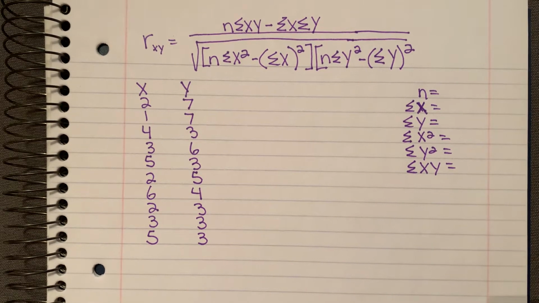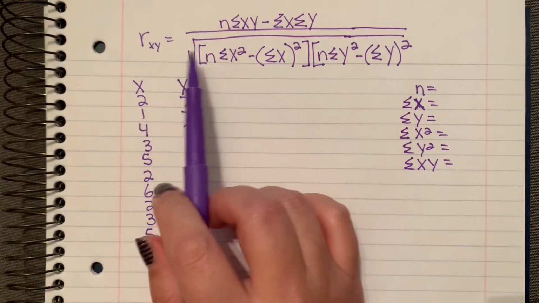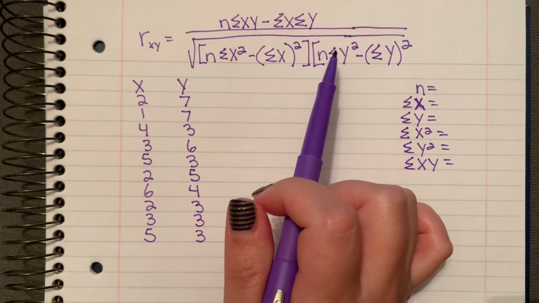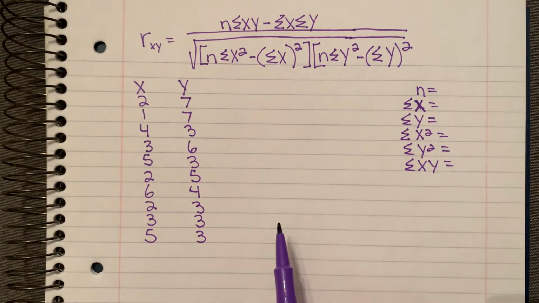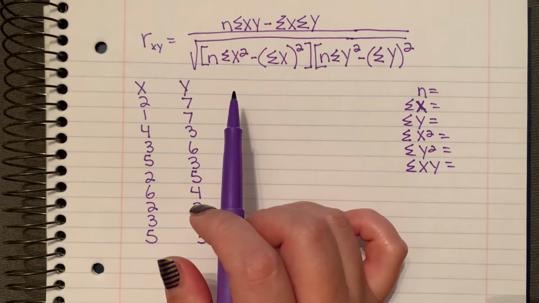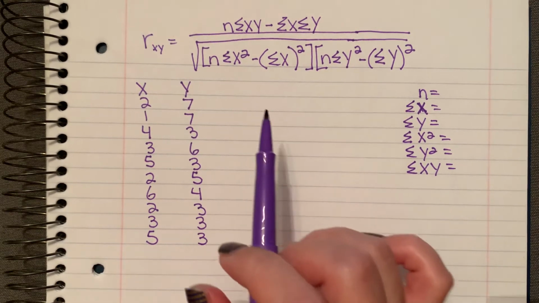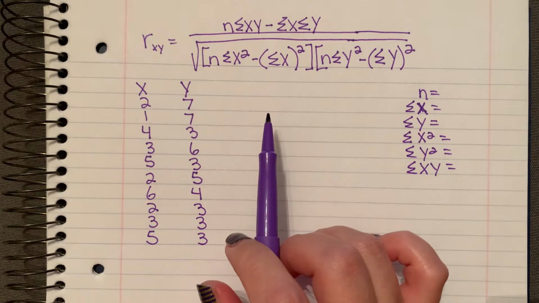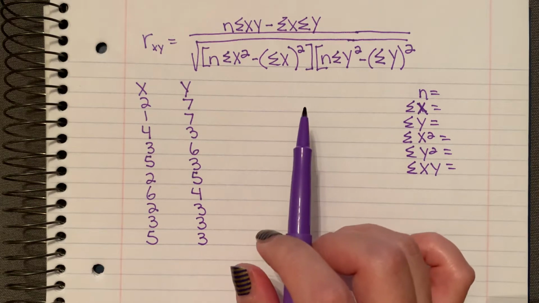Hello everyone, in this video I'm going to show you how to calculate Pearson's correlation. So this is the formula for the correlation, and I know that it might look a little bit intimidating, but once we break it down, it's actually quite easy. There's just a couple places that you need to be careful so that you don't make mistakes. I'll go through that with you.